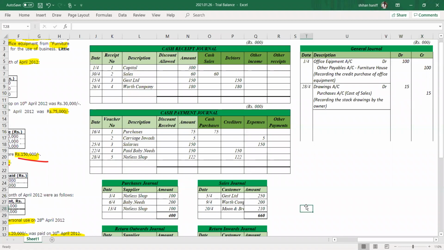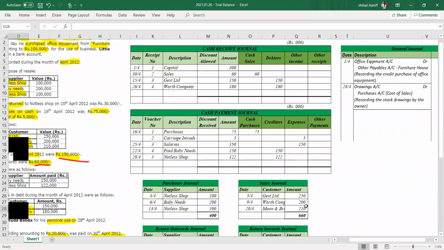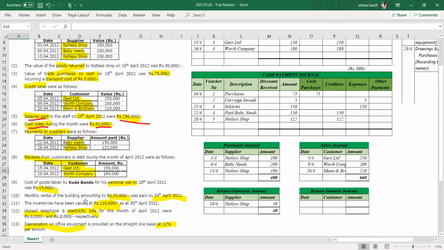Right. Then the next adjustment. Monthly rental for the building amounting to 20,000 was paid on 30th April. So this was paid 30th April. If we have paid, which is recorded in the cash payment journal. Paid. Building rent 20,000. It's an expense. Building rent.